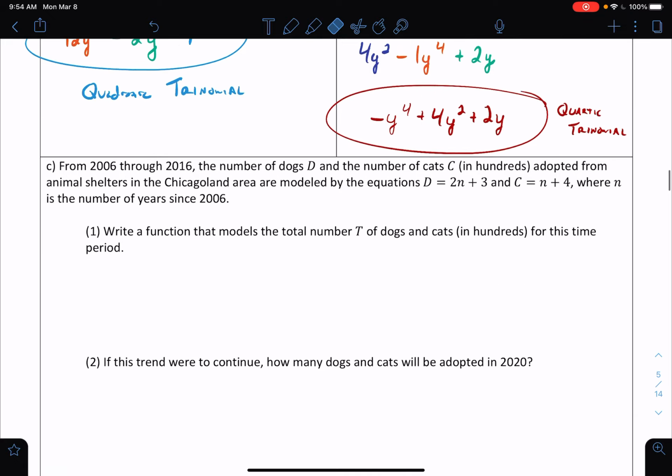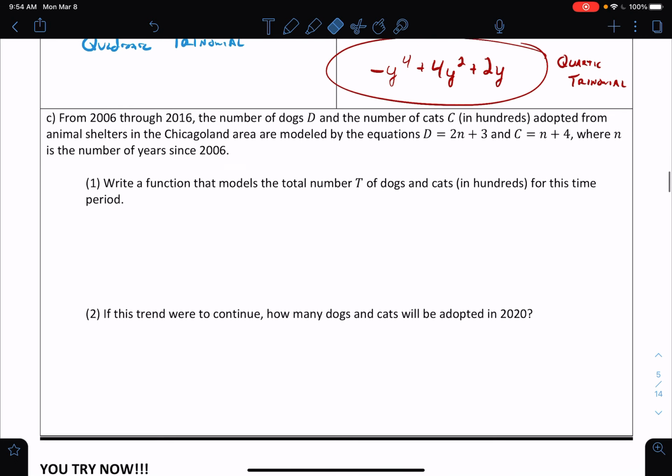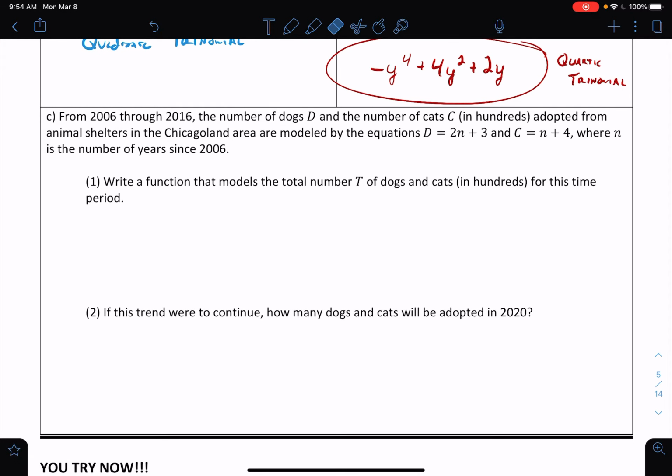All right, a word problem. From 2006 through 2016, the number of dogs and the number of cats adopted from animal shelters in the Chicagoland area are modeled by these two equations. All right. N represents the number of years since 2006. That's important to know. We might come back to that in a little bit. Write a function that models the total number of dogs and cats for this time period.